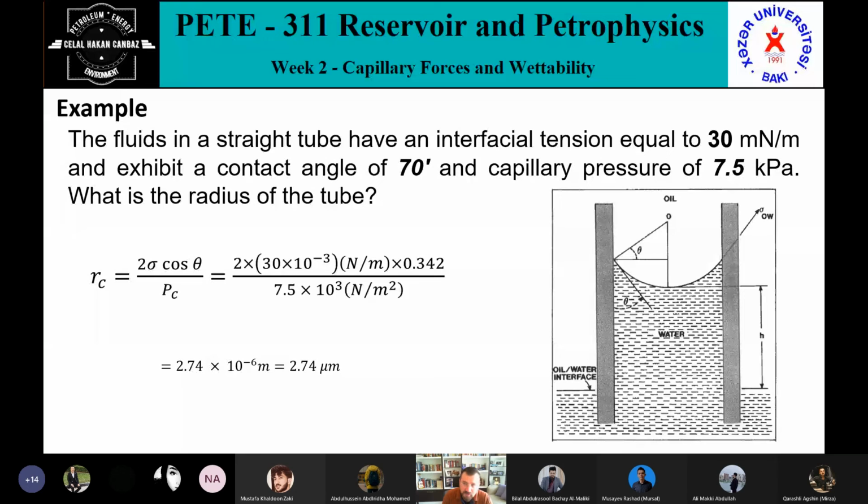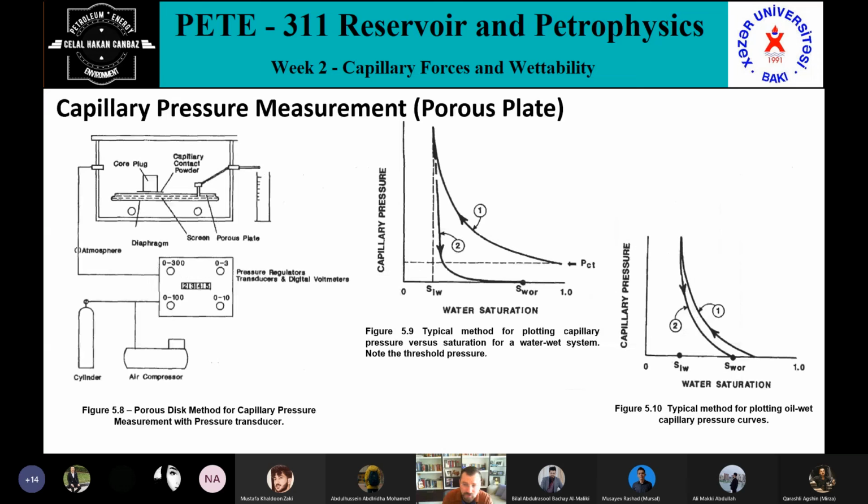Now we called it capillary pressure. We formalized it. But what happens in the laboratory or in the field? There are some methods. In the laboratory, first of all, we have to measure this capillary pressure. There are some ways of doing that, so let's examine these ways a little bit, and how we will do that.